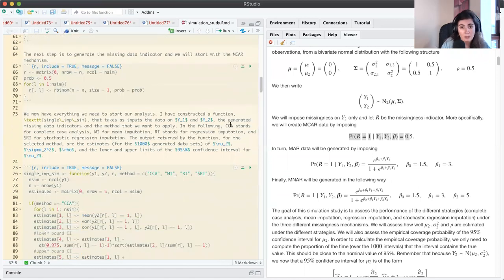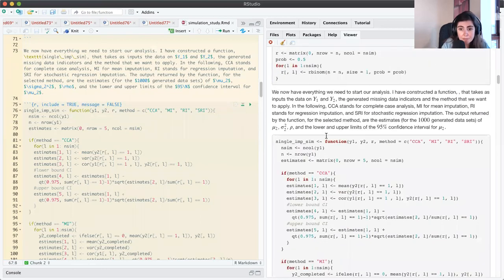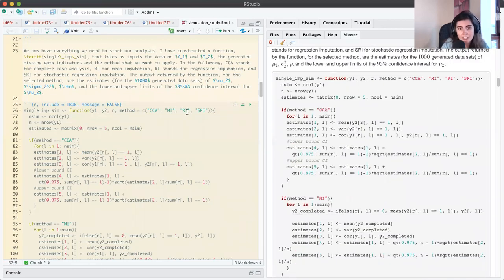And now what I have done, to try to make things a little bit more organized, is to create a function that will take as inputs our data separately, in this case y1 and y2, the generated missing data indicators, and an argument that stands for the method that we want to use to impute the corresponding missing values, where CCA stands for complete case analysis, ME for mean imputation, RE for regression imputation, and SRI for stochastic regression imputation.